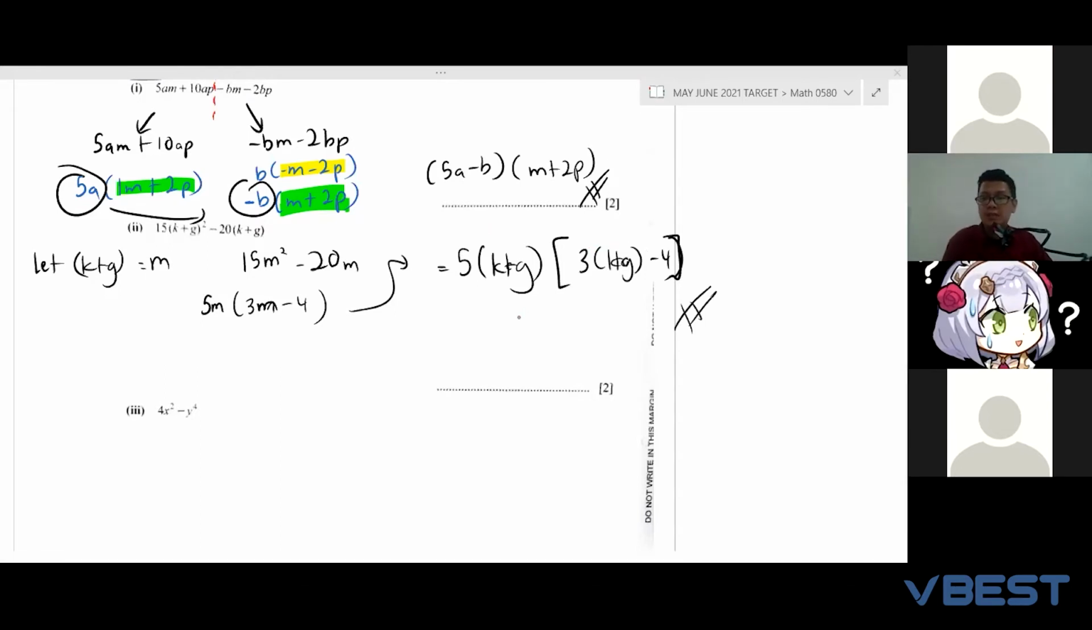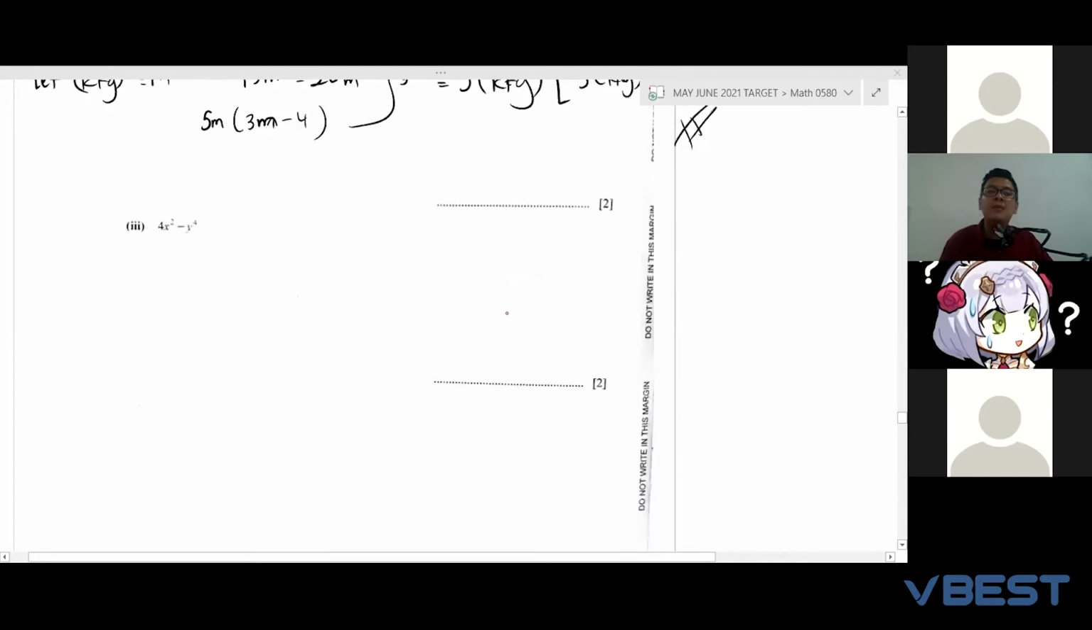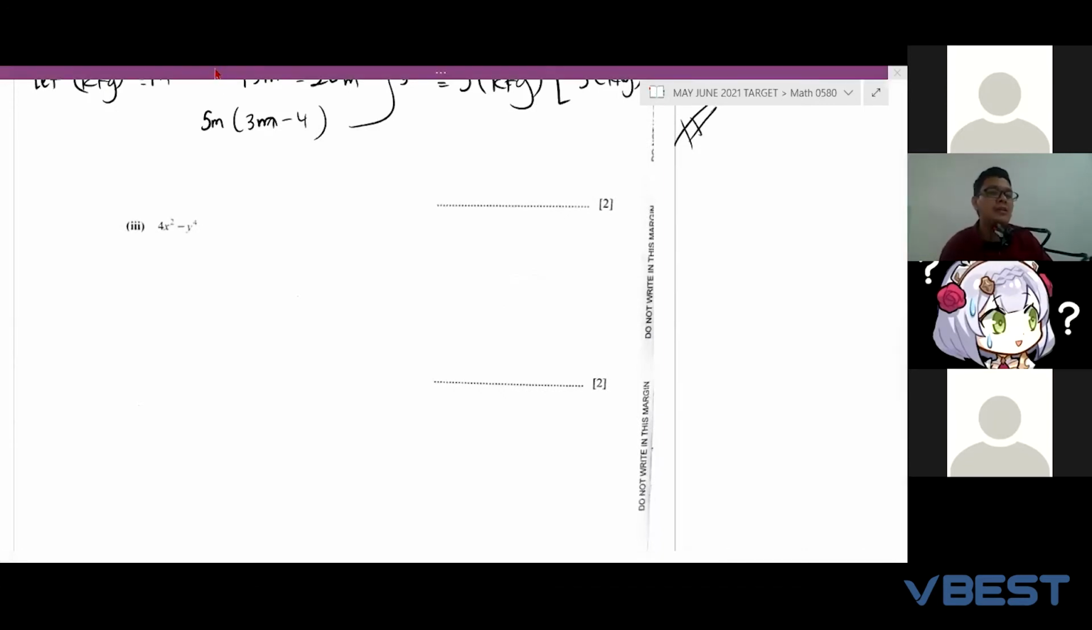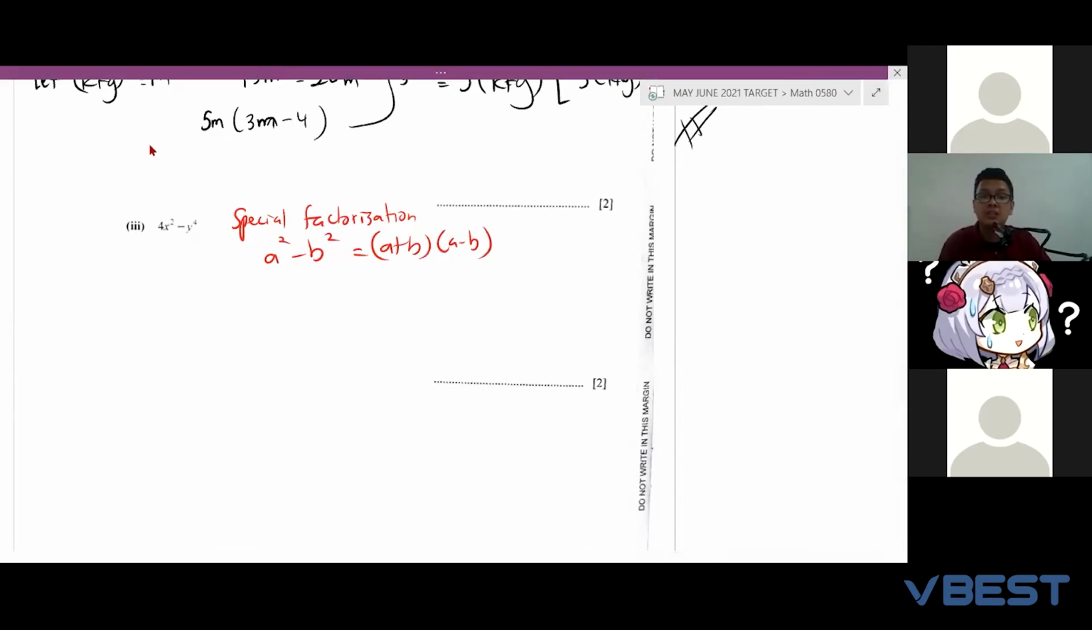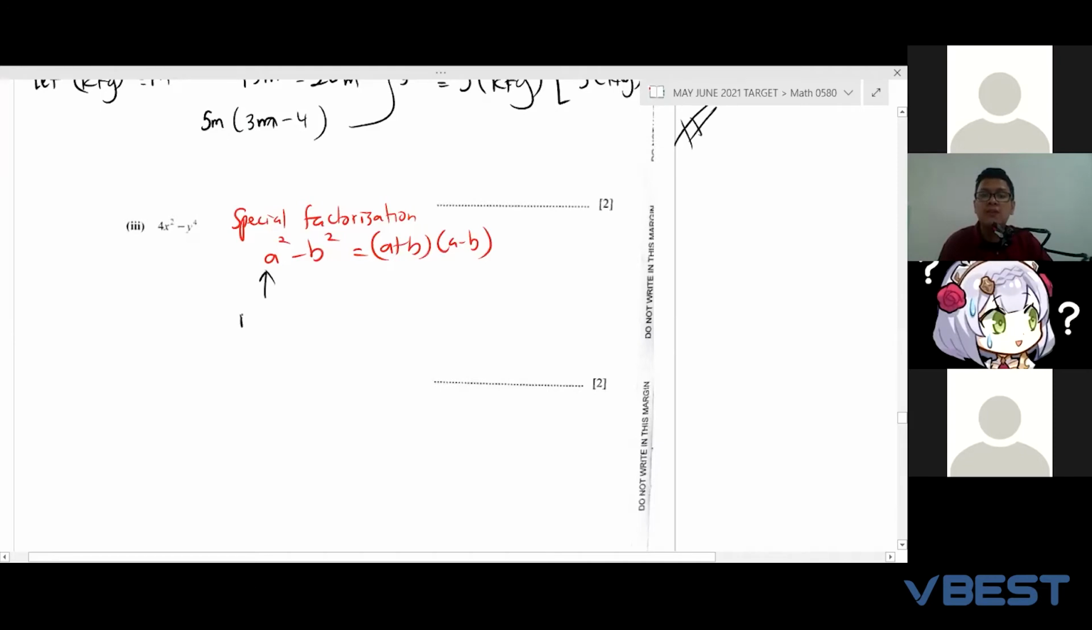Now, let me continue. 4x squared minus y to the power of 4. I told my students that this is a special factorization. What does special factorization mean? When you have a squared minus b squared, it becomes (a plus b)(a minus b). How do we know that this is a perfect special factorization? Make sure the first term is a perfect square.